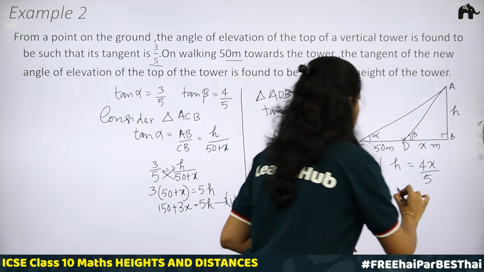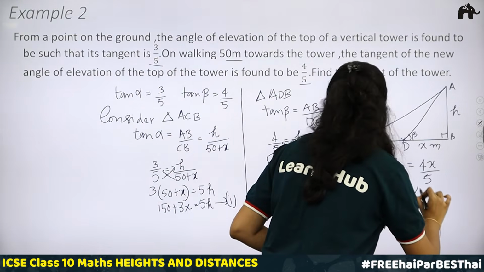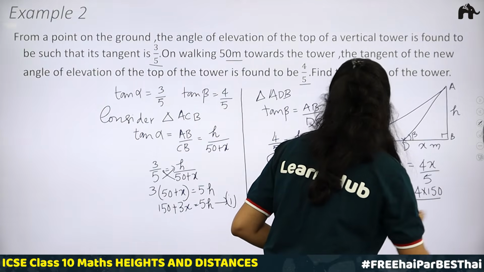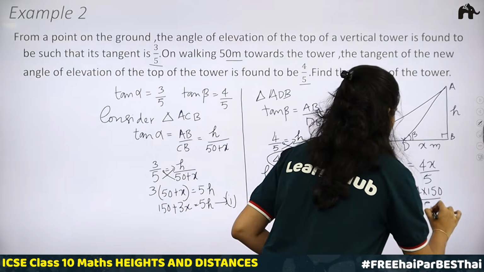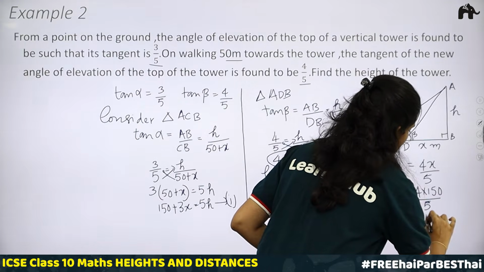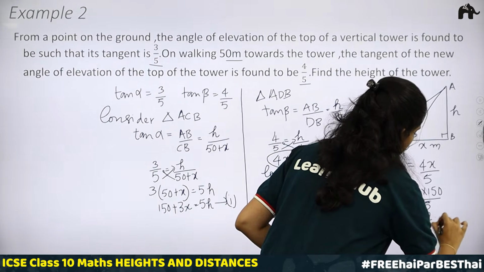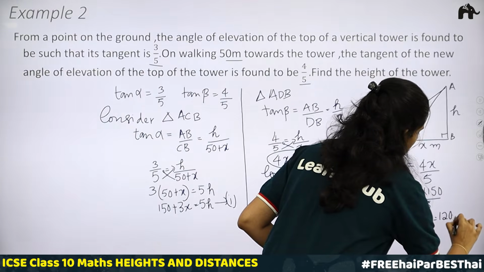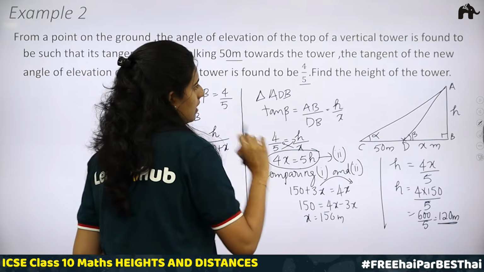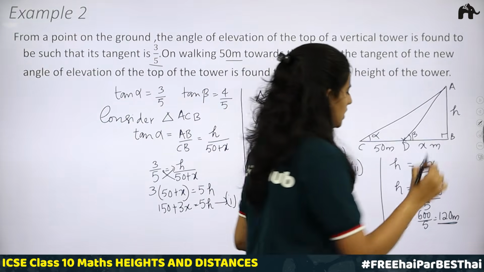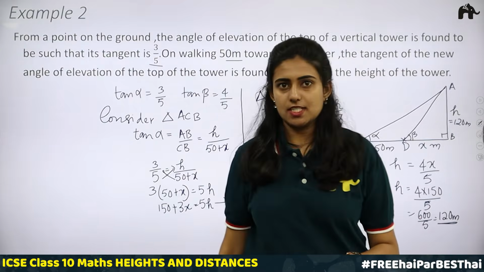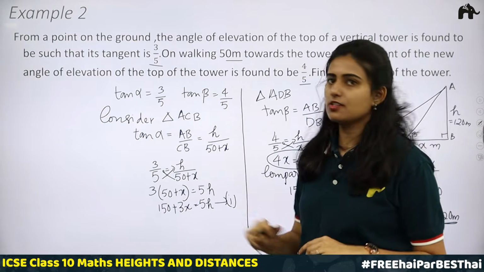Put the value of x. h will be equal to 4 into 150 divided by 5. 4 into 150, that is 600 by 5, we get 120 meters. So, the height of the tower will be equal to 120 meters. Okay, 120 meters. Clear? So, this is how you can solve this problem.